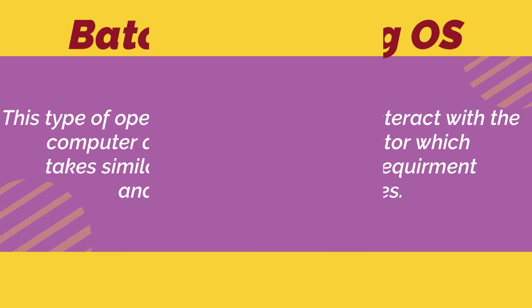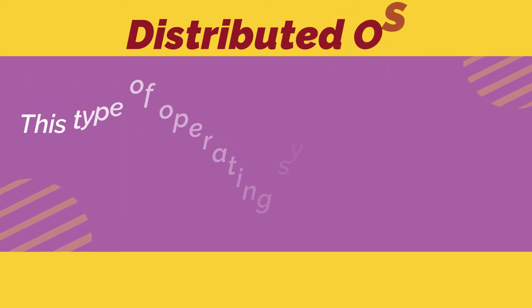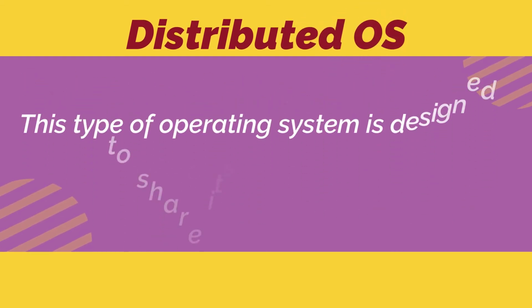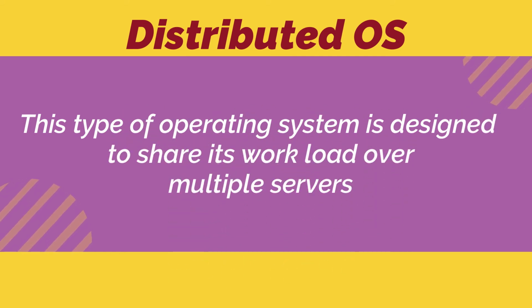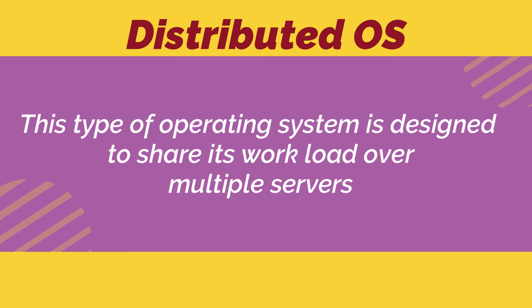Then there is the distributed operating system. This type of operating system is designed to share its workload over multiple servers. It means the work is distributed across multiple servers, so it becomes very easy to complete a very long, very big task. It is very easy to complete because many servers work on the same job.